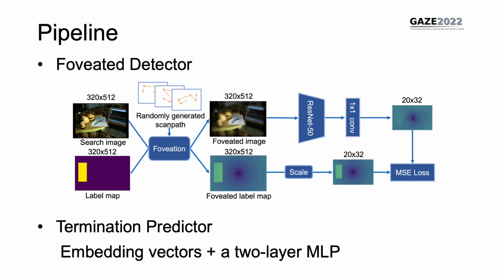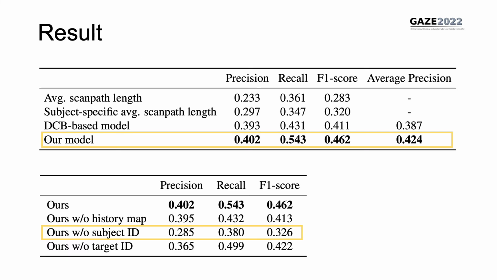We then combined the predicted target detection representation with fixation history, target ID, and subject ID, and trained a neural network to predict stopping in TA search by treating it as a binary classification problem. The results showed that our model outperformed other baselines on precision, recall, F1 score, and AP. Ablation studies also showed that removing any of the components resulted in a non-negligible performance drop relative to the original model, and removing subject ID impacted the model the most.